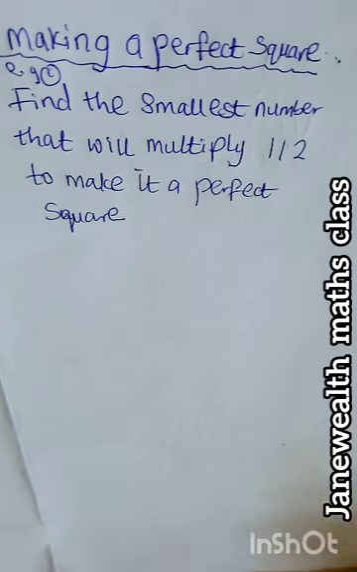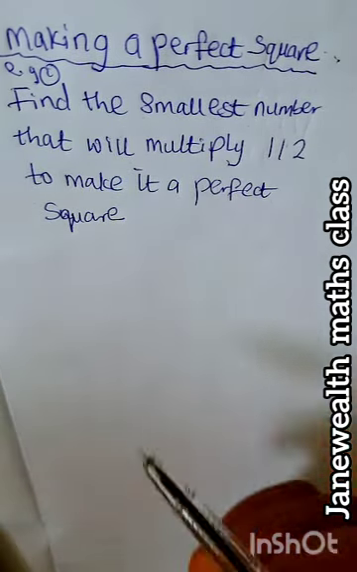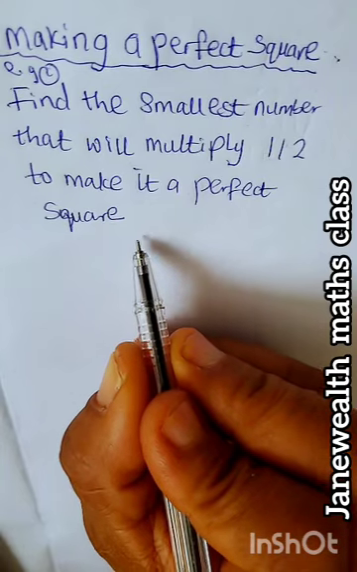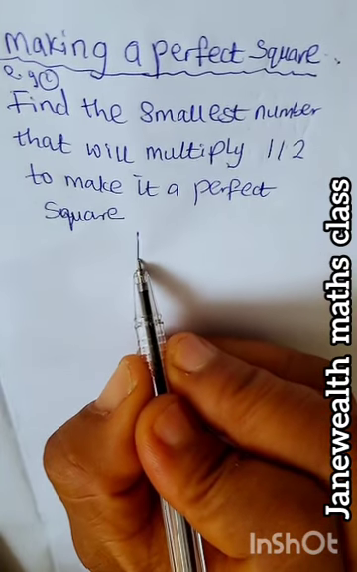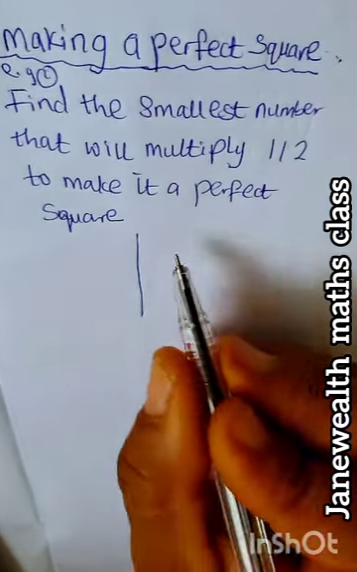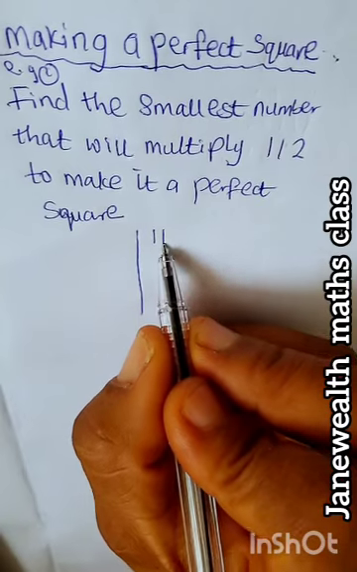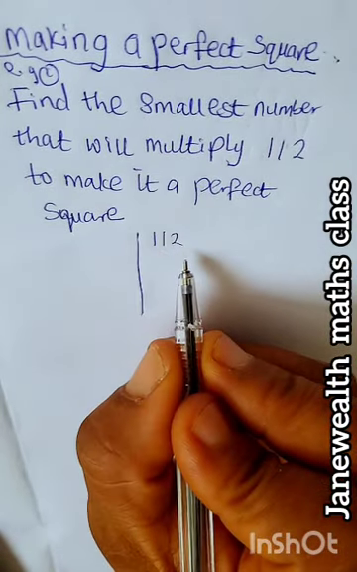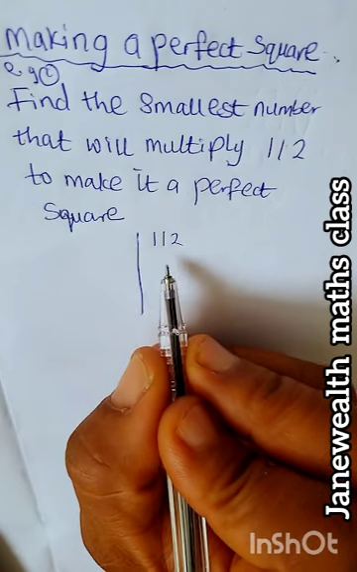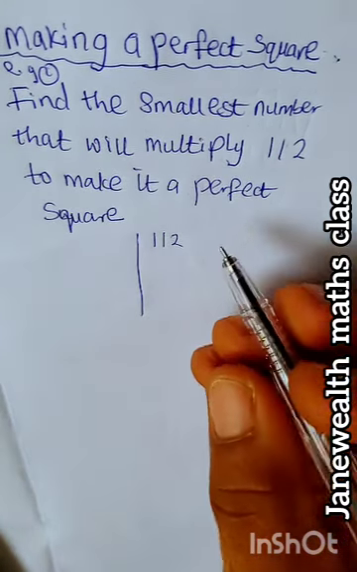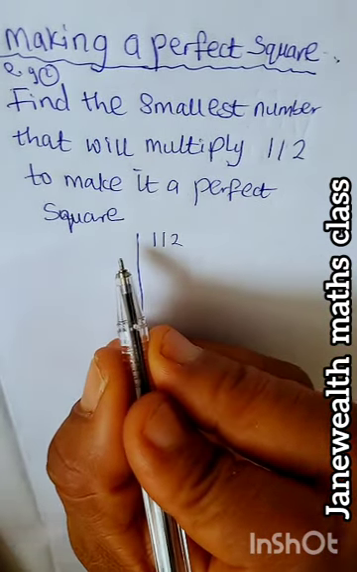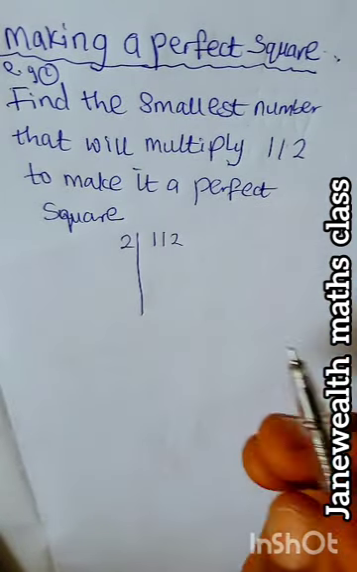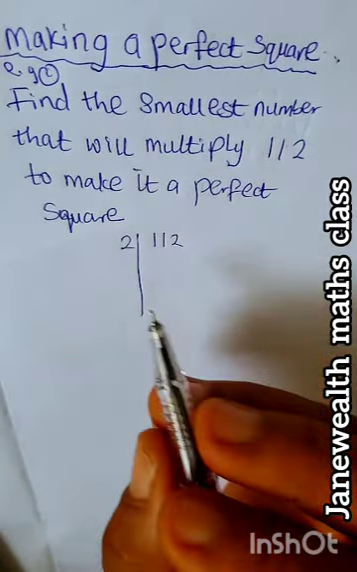So let's move on. The first step you have to take is to look for the smallest number that can divide 112. We start with the smallest number. 1 can divide, but if you use 1 to divide it, you will still get the same 112. So let's start from the next smallest number apart from 1. 2 can divide 112. When 2 divides 112, you get 56.